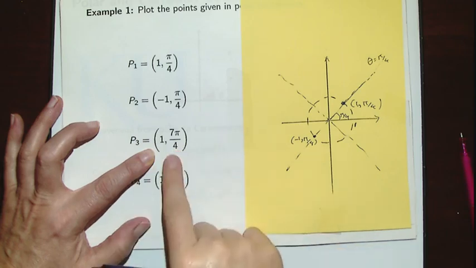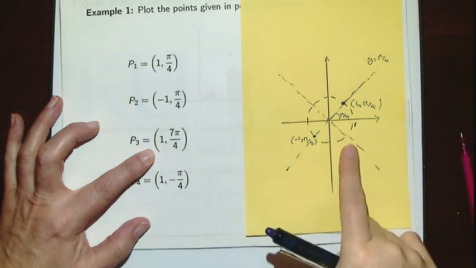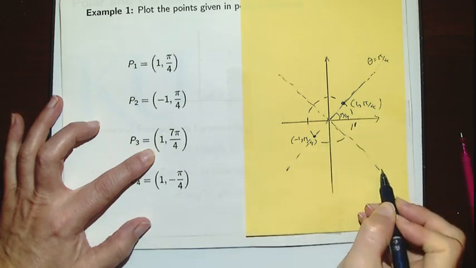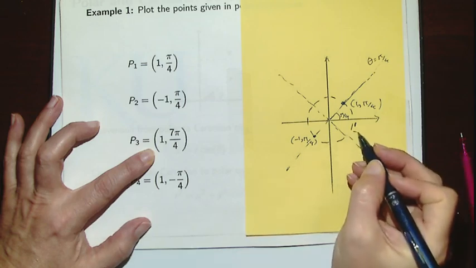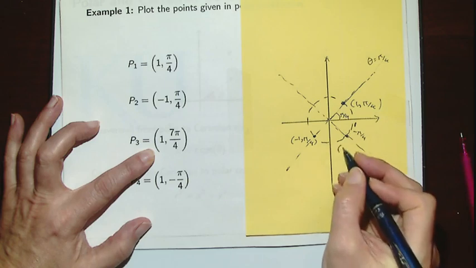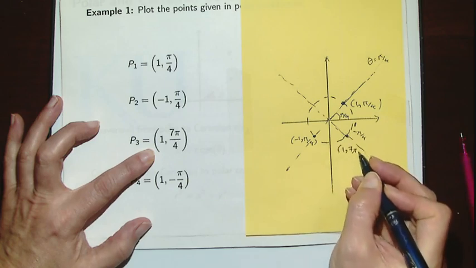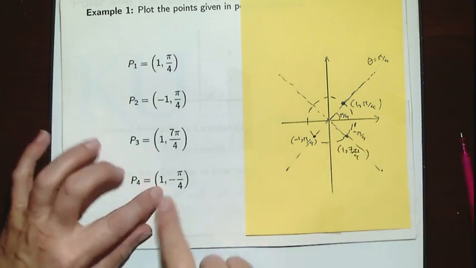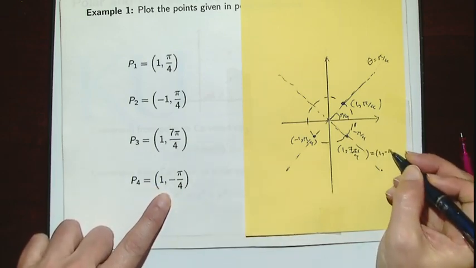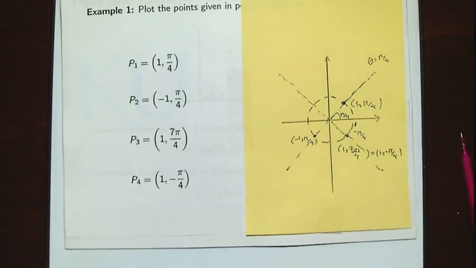Fourth, right? Because it's negative pi fourth. So it's going to be in here. So I draw the radii 7 pi fourth or negative pi fourth. This is negative pi fourth. And then that intersection gives me 1 and 7 pi fourth, which is incidentally the same thing as 1 and negative pi fourth.